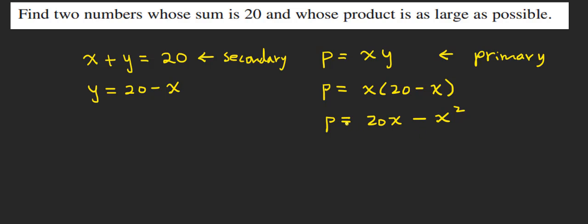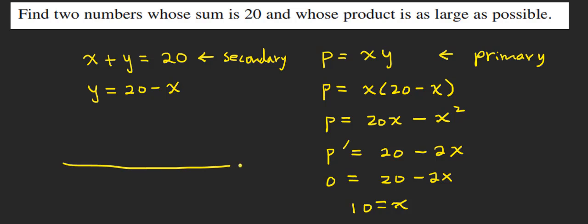In order to find the largest product, we have to find the derivative and find the maximum. So p prime is equal to 20 minus 2x. You have to set that equal to 0 to find the critical points. So x equals 10.